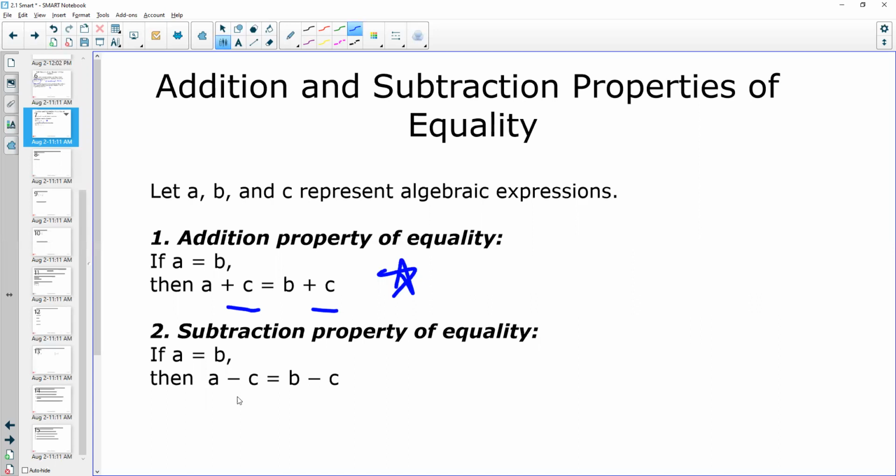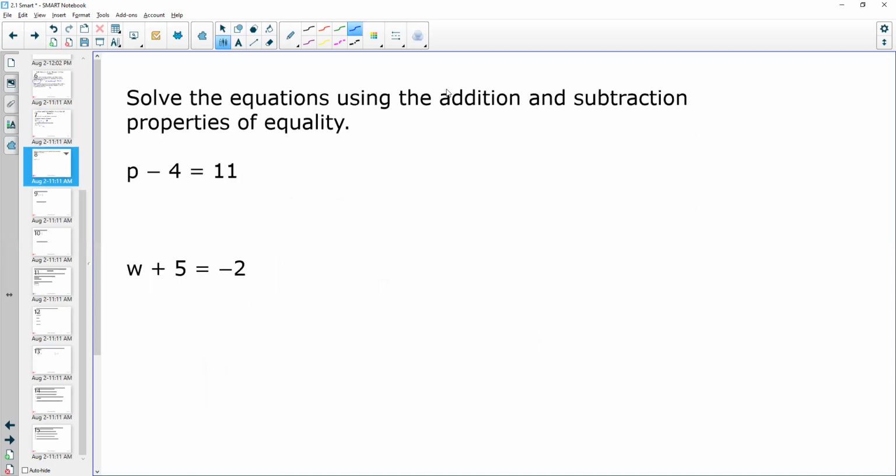I can do the same thing with subtraction. If I take away the same from both sides, the scale is still balanced. So let's try that in reality.